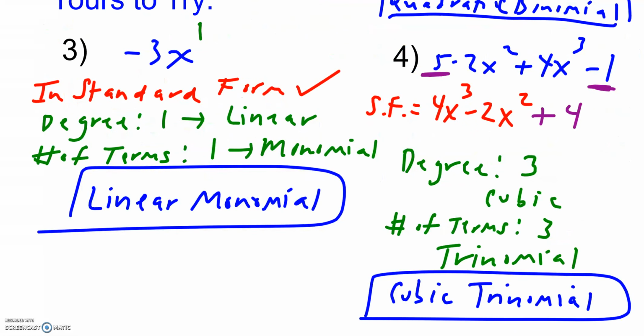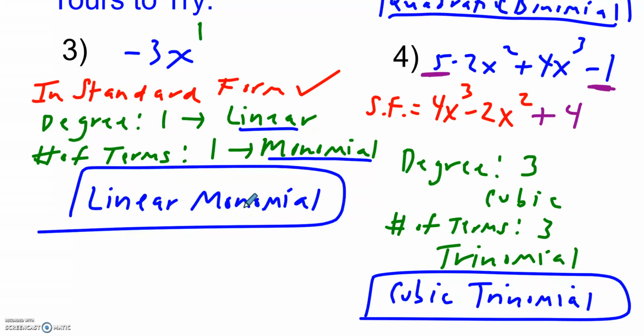All right, guys, so I'm back. Please check your answers with mine. Negative 3x, I said this is really x to the first. So I said the degree was 1, which meant linear. And the number of terms was also just 1, because there's no plus or minus sign separating. So I said this was a monomial. So my answer was a linear monomial for number 3.